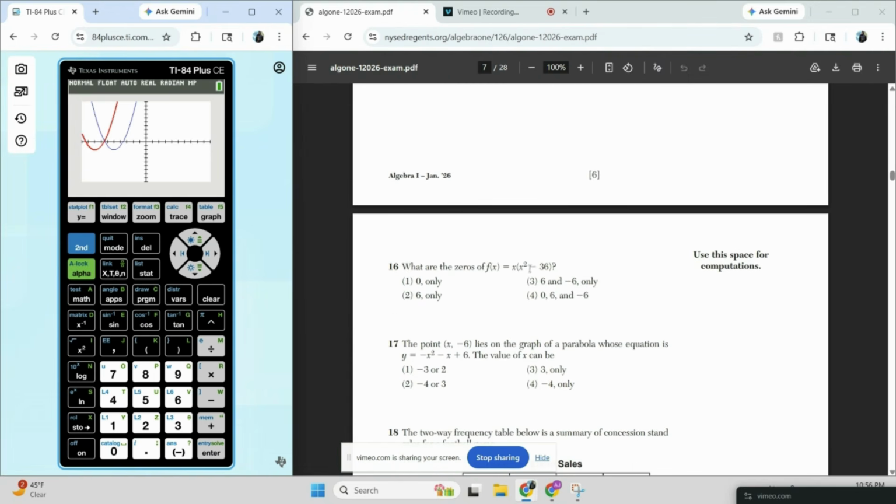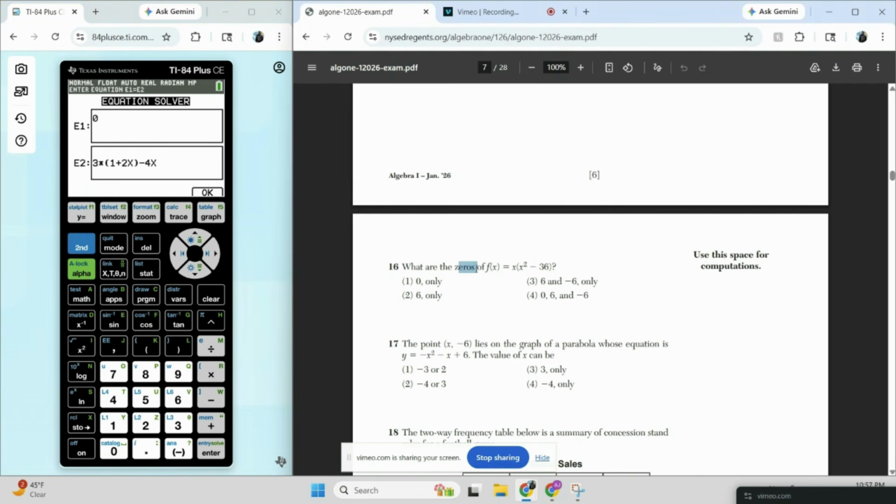What are the zeros of x squared minus 36? Now, if you've watched any of my other videos, I've shown you how to solve equations, but I'm going to remind you here. If I want to solve an equation, I'm going to go into the math button. I'm going to click up, and I have this beautiful thing called numerical solver, numeric solve. E1 and E2. E1 means left side. E2 means right side.